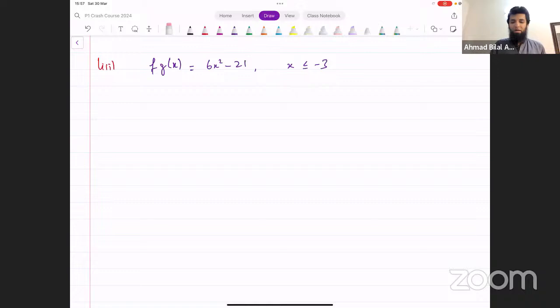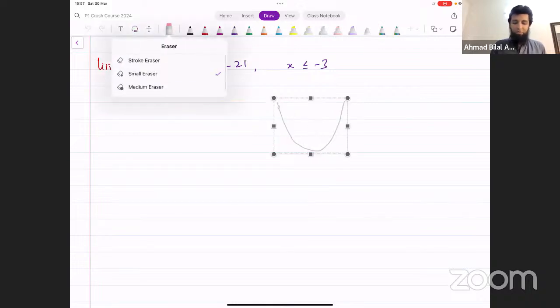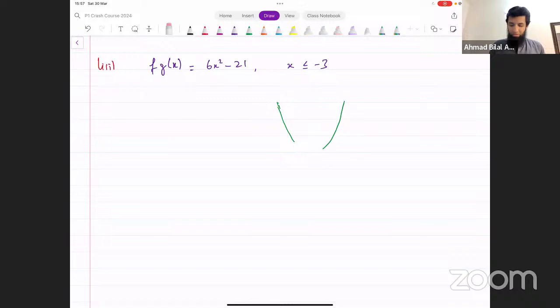Now, what does this function look like? It's a quadratic function. It's a U-shaped graph, right? It would look like this. Now, what part of this quadratic function is valid? Remember, for quadratic functions, you have to first find out the turning point. So let's find the turning point and see what that looks like. Let's say this is what it looks like.